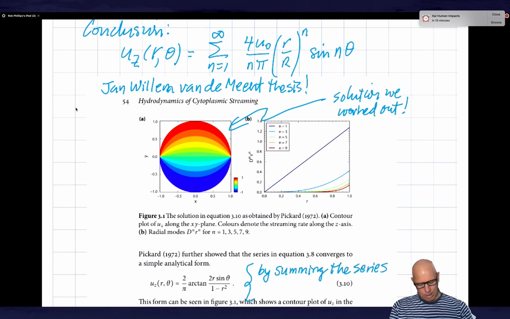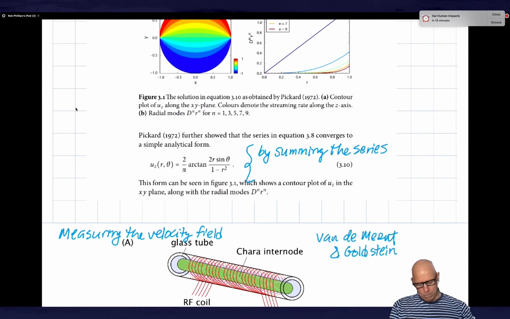And this plot from Jan Willem van der Meer, I've already talked about him in an earlier video. This plot is actually the solution that we just worked out. If you want to amuse yourself, you can show by summing the series, it's a geometric series basically. You'll have to use complex exponentials, but you can show this result, which I think is kind of cool if you want a nice simple closed form, although the series is just as good.